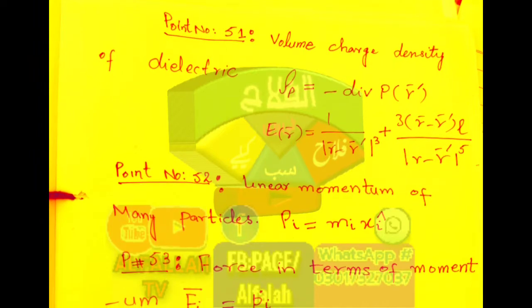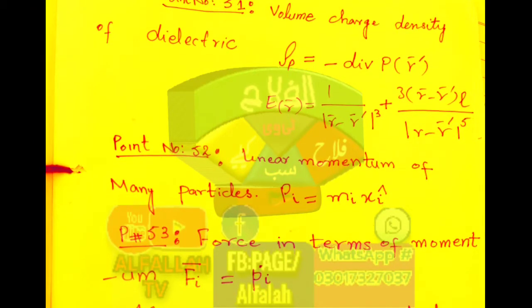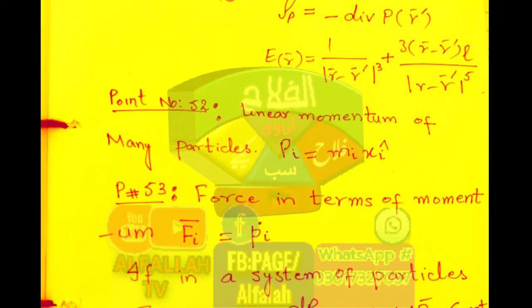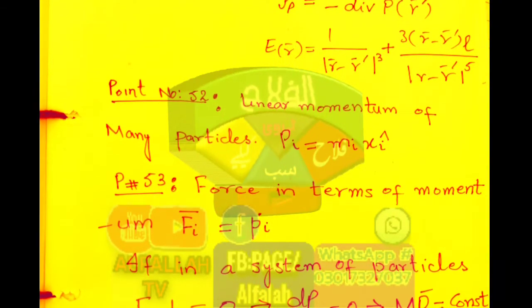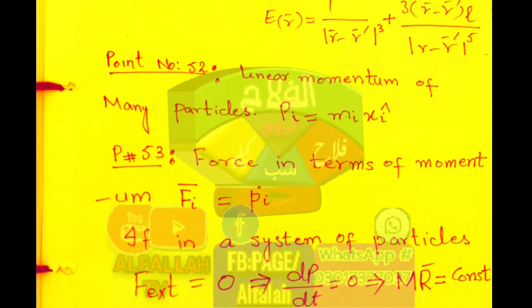Number 51 is volume charge density of dielectric: rho is equal to rho_p minus divergence of P. The field E(r) is equal to 1 over |r − r'|³ times the vector (r − r') plus 3 (r − r') and 12 over |r − r'|⁵.